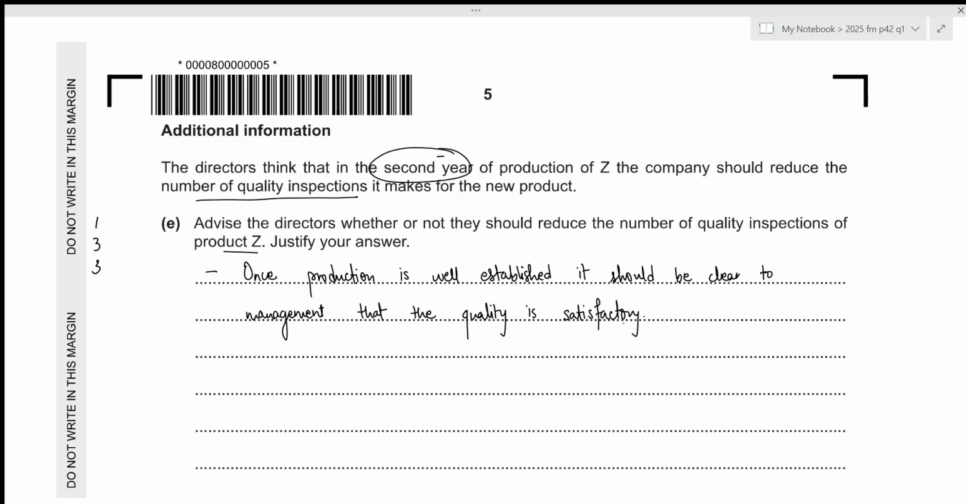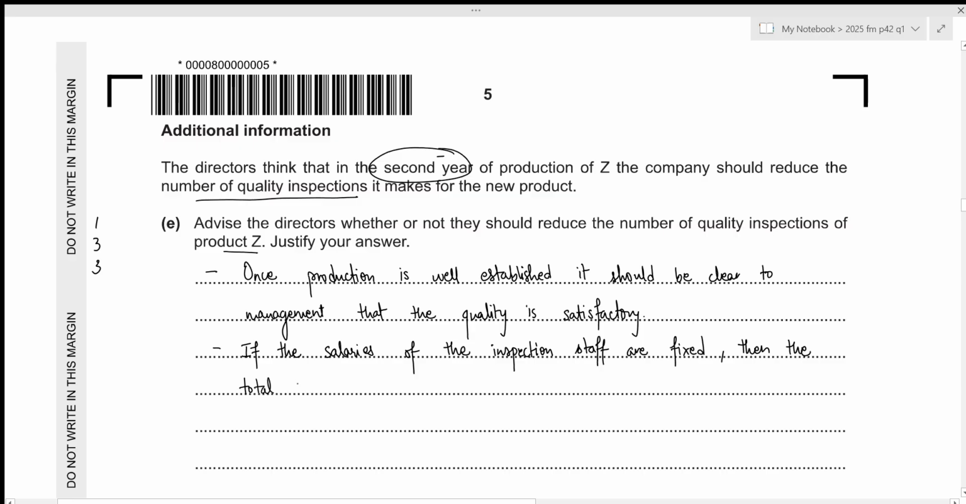Now, the next thing we need to consider is, will it have any impact on the total cost of the quality inspections? Because if the quality inspection staff have fixed salaries, then the total cost cannot be reduced. Let's write it down. If the salaries of the inspection staff are fixed, then the total cost cannot be reduced.